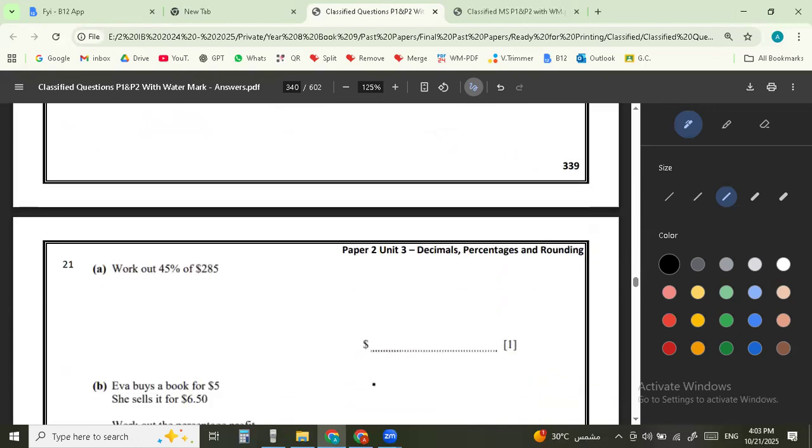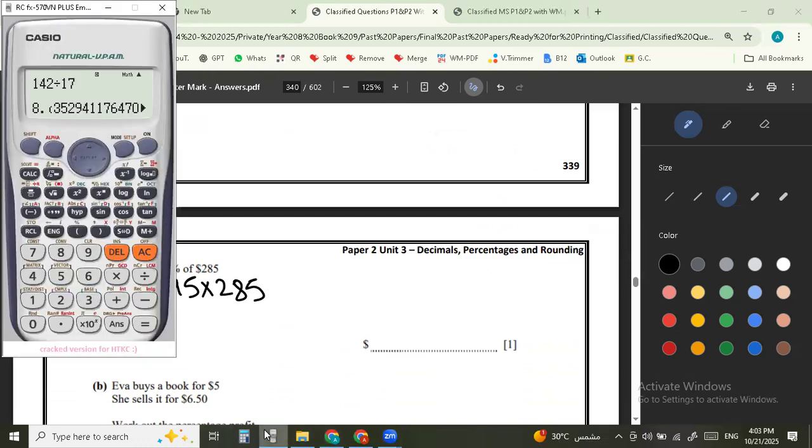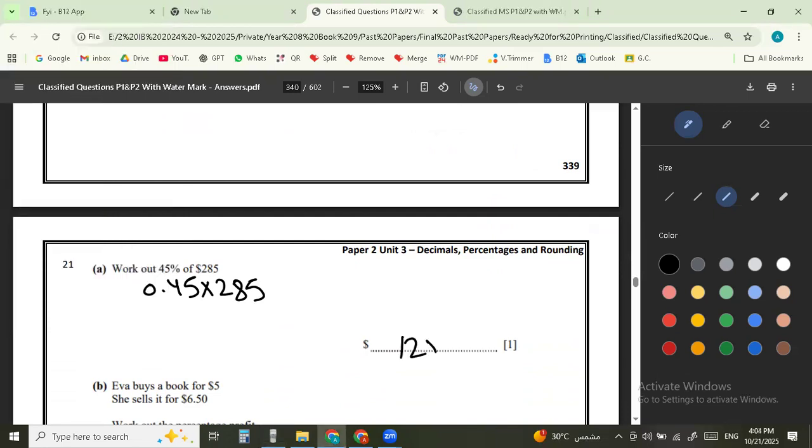Work out 45% of $285. 45% of this, no problem at all. It's just 0.45 times 285, which is going to give me the answer. Let's do it. It equals $128.25.